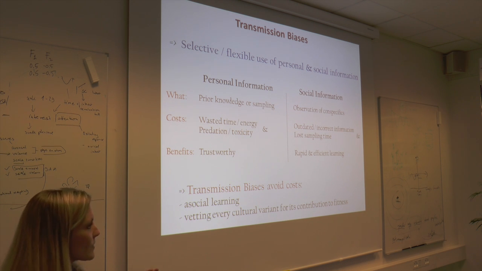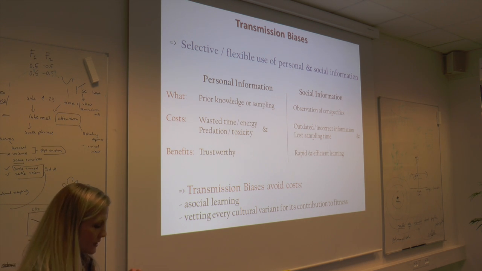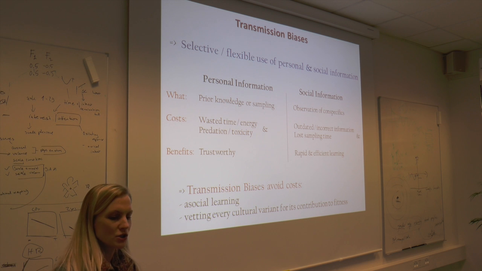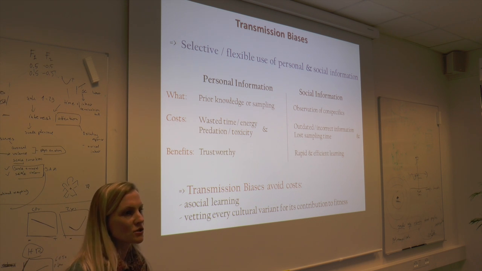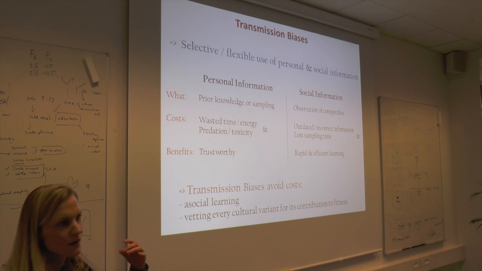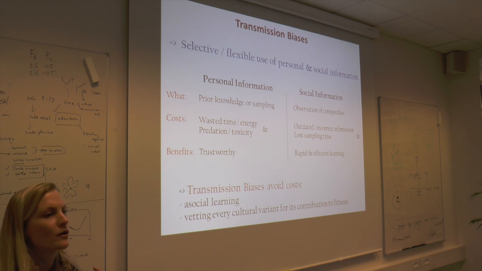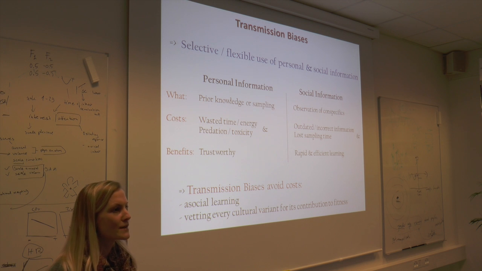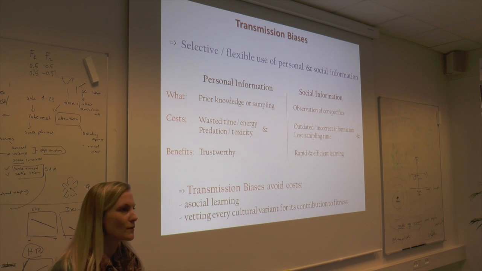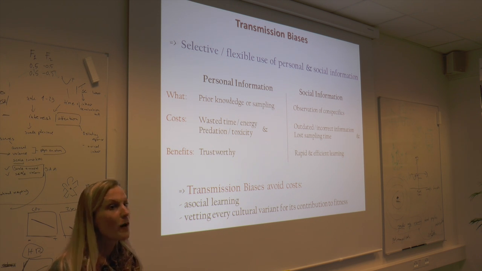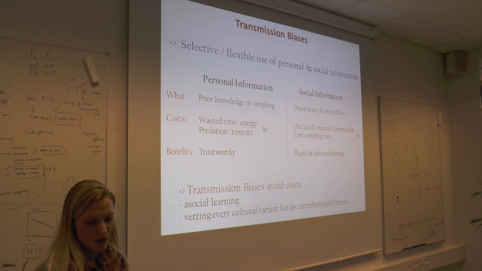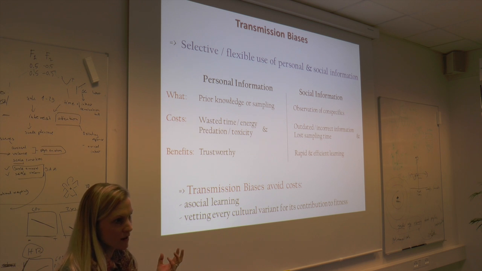So thinking more broadly, transmission biases avoid the costs that I highlighted here, but they also avoid the cost of vetting every single cultural variant that you see around you for its potential contribution to your fitness. So transmission biases are like rules of thumb or heuristics, which allow you to collect pretty good information now, rather than waiting for the evolution, whether it's innate or cultural, of perfect adaptation, because the environment probably will have changed by then. So this is why I think transmission biases are useful.